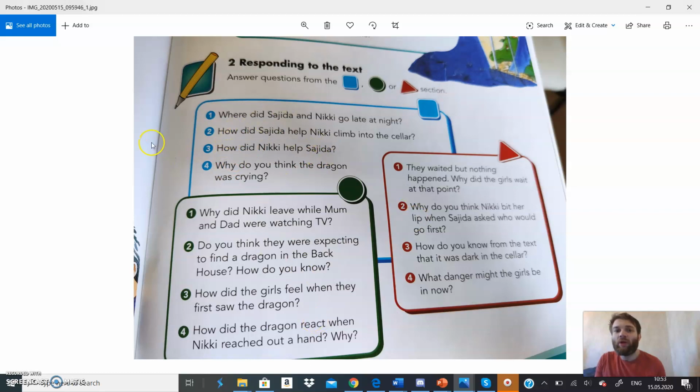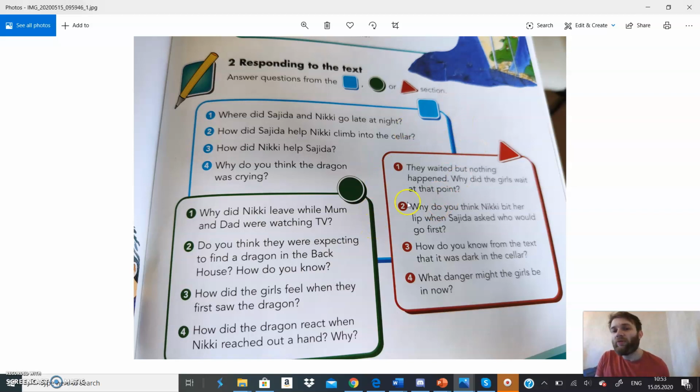Now, there may be a question that repeats in each section. So if you've already done the question once in squares and it comes up again in circles, don't do it for the second time. But if they're all different, then do all of them, okay? So like I said, those ones will be a little bit harder.